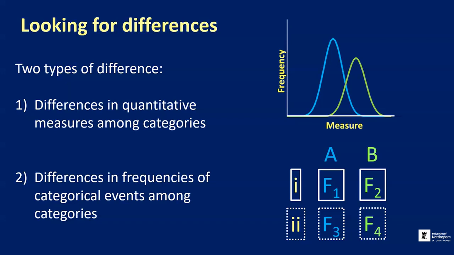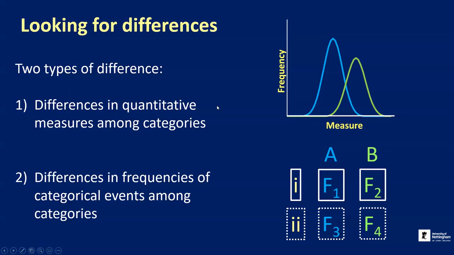And then we have a quantitative measure for each. And what we want to know is, is the average quantitative measure for each of these two categories the same, or is it different? So you can visualize this on a frequency histogram like this. Imagine we have two categories, the blue and the green. They might be men and women, and we've measured something, it might be how tall they are, and we want to know, is there a difference? So are men taller on average than women or not?